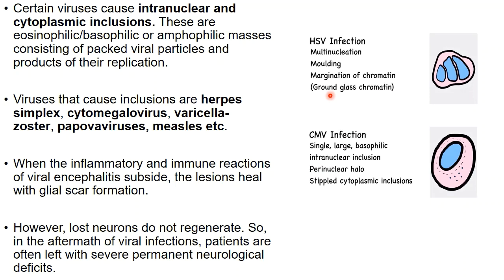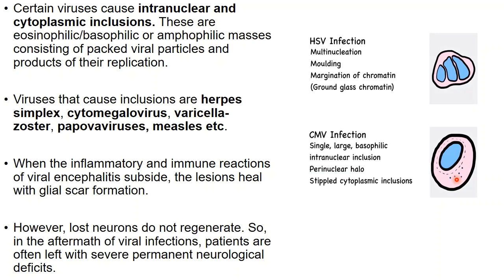Inclusions can also be seen in cytomegalovirus, where it may be a single eosinophilic to basophilic intranuclear inclusion with a characteristic perinuclear halo. Some stippled cytoplasmic inclusions can also be appreciated in this diagram. Besides herpes and cytomegalovirus, varicella zoster, papovavirus, measles, etc. can also result in viral inclusions.